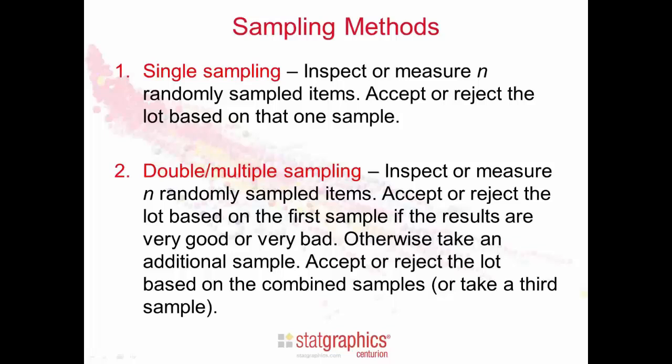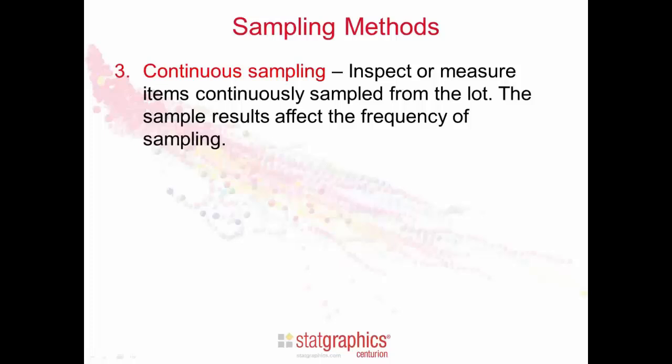We'll also be talking about continuous sampling. With continuous sampling, you inspect or measure items continuously sampled from the lot. This sampling scheme then determines, based upon how good the initial results are, how frequently you need to sample it. Very good for a continuous process in which you're making many, many items.